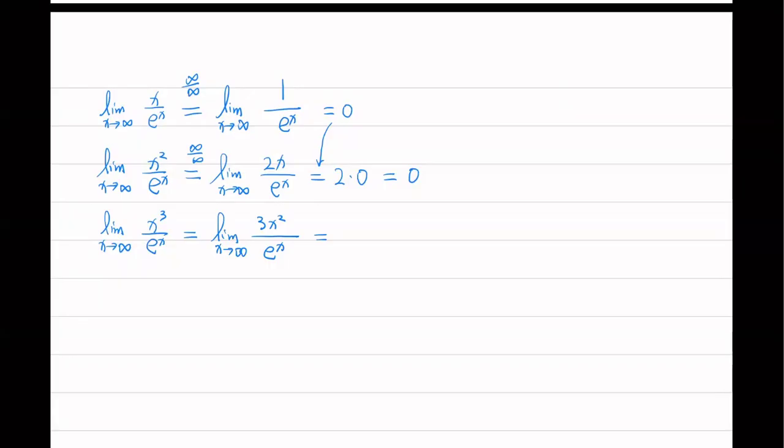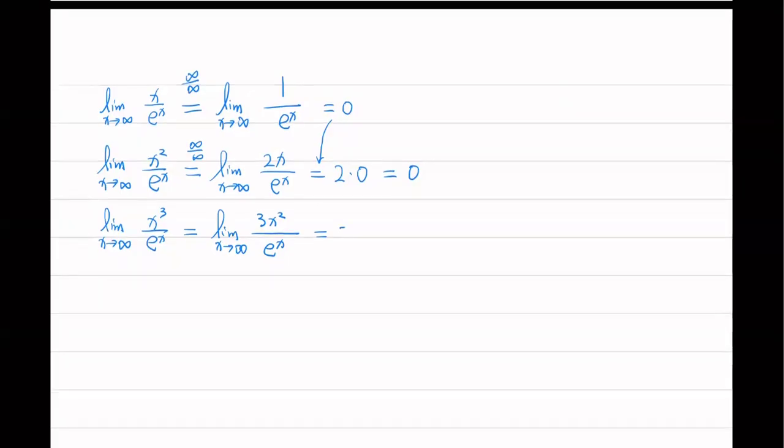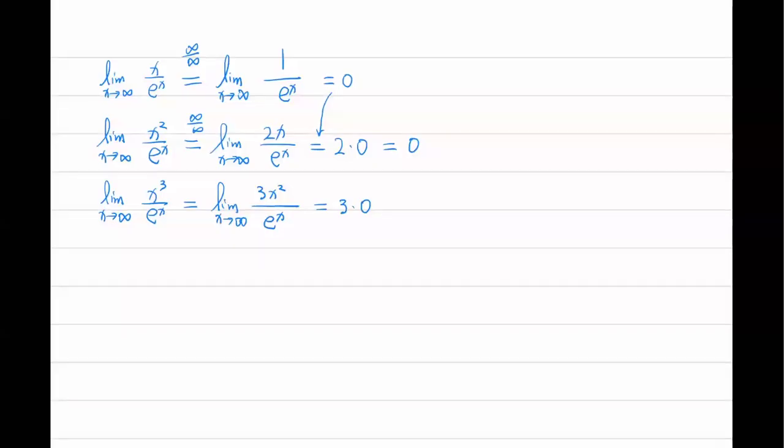How do you find this limit? Repeat the process or use the previous step? Okay, so what's the limit? This will be 3 times 0. Now we have checked 3 of them. I will give you a general question. What's the limit of x to the k over e to the x?